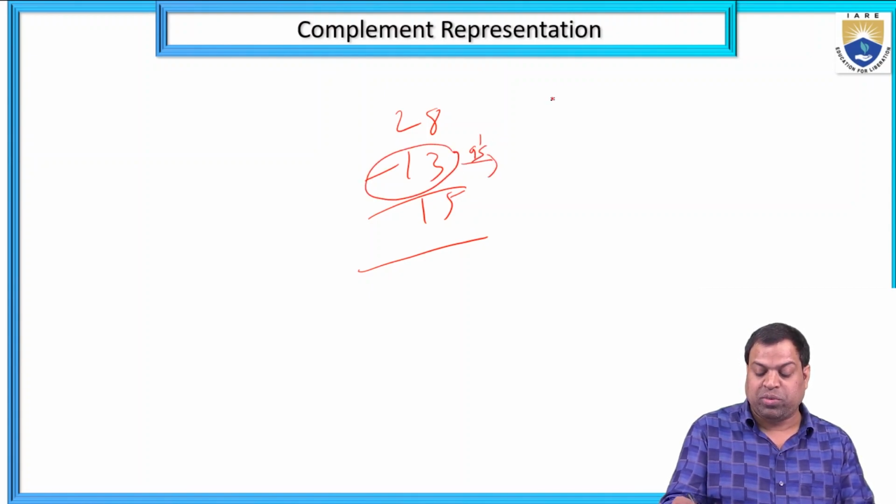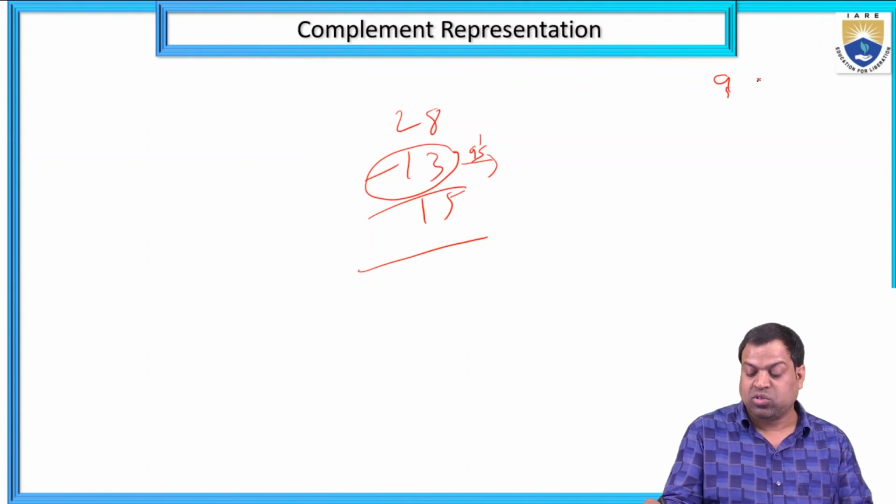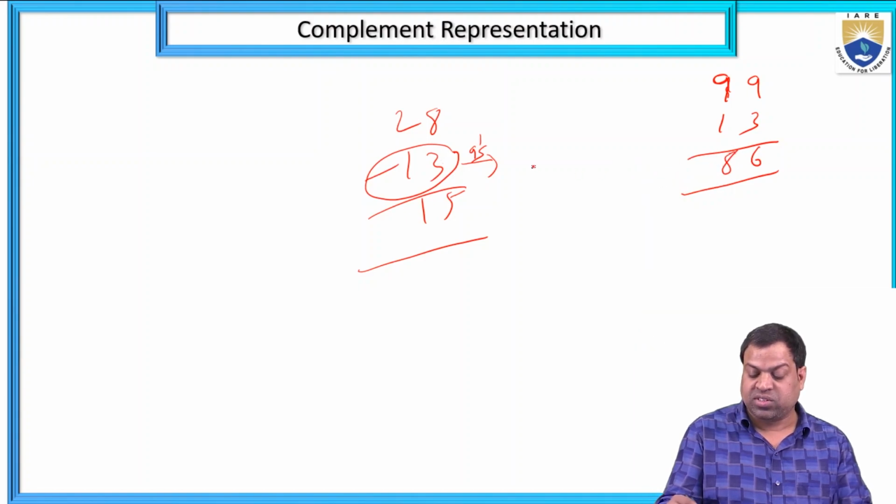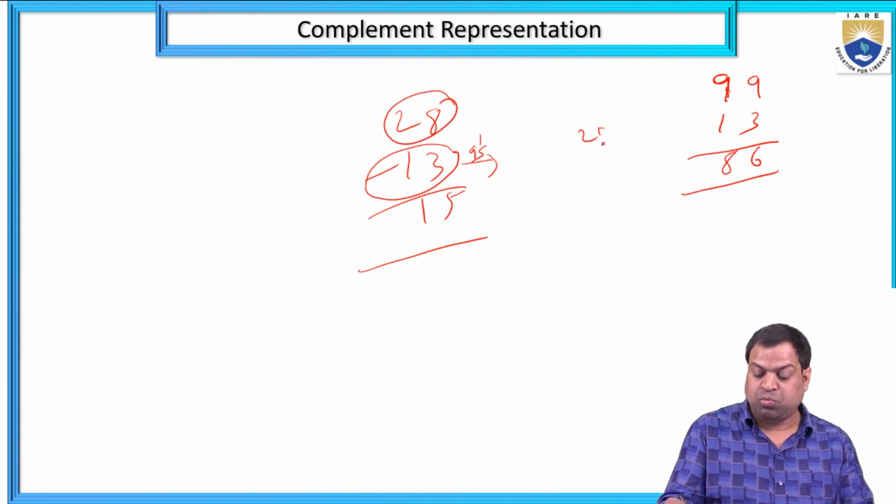We are applying 9's complement to the smaller number. So what is the 9's complement of the smaller number? How many digits am I taking now? 2 digits. So 99. So 13, 99. 9 minus 3, 6. 9 minus 1, 8. So what is the value? 86. So this one plus this one, 86.